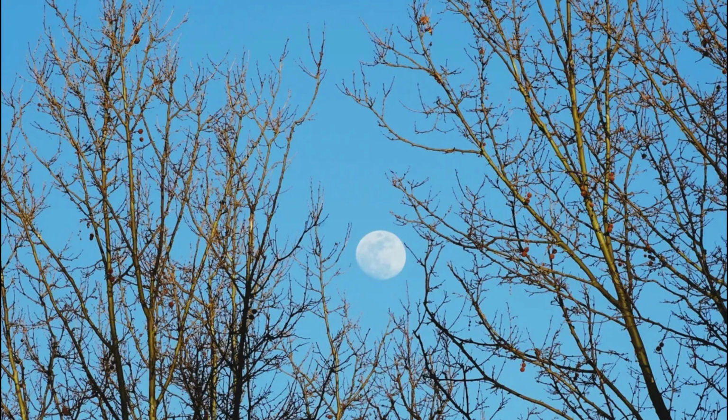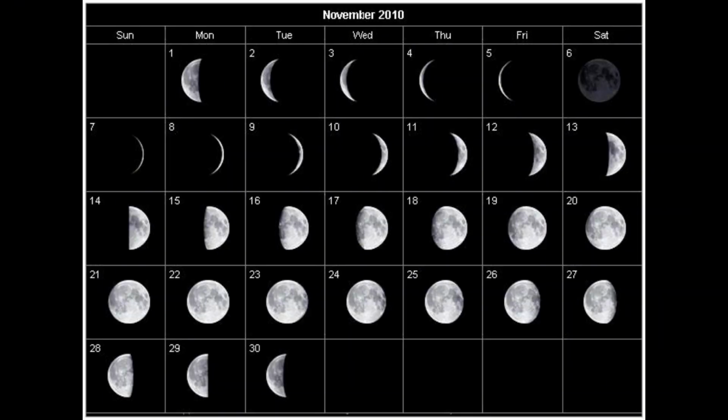Contrary to popular belief, the moon is not just visible at night. The synodic month, which is the time between one new moon and the next, is approximately 29.5 days and is based on the moon's phases.